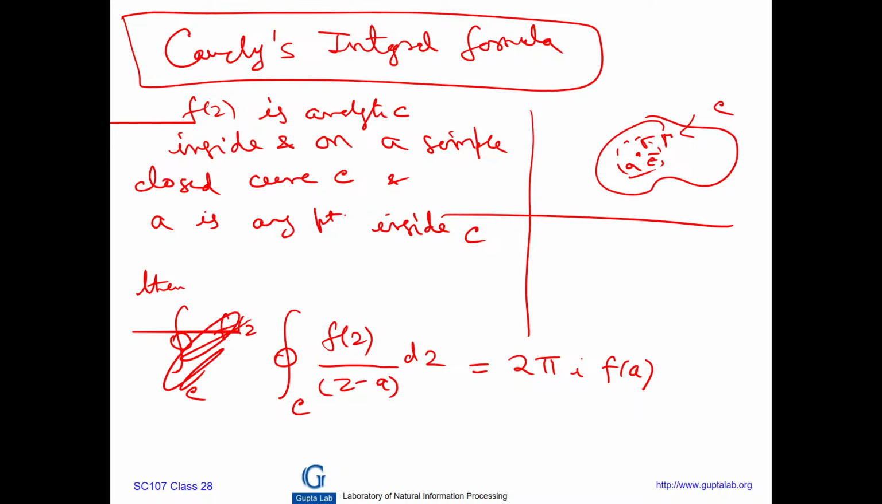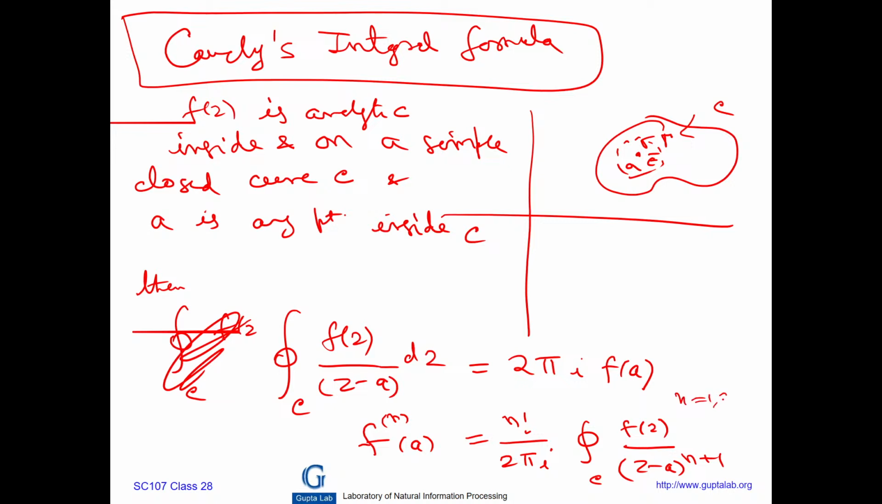In fact, so this is the n is equal to 1 case, I should mention the general formula. We have nth derivative of f at a is equal to factorial n divided by 2 pi i integration along C f of z divided by z minus a raised to power n plus 1. So here n is equal to 1, 2, 3, whatever you want. This is a very general formula. Actually you see it involves the nth derivative for each n.